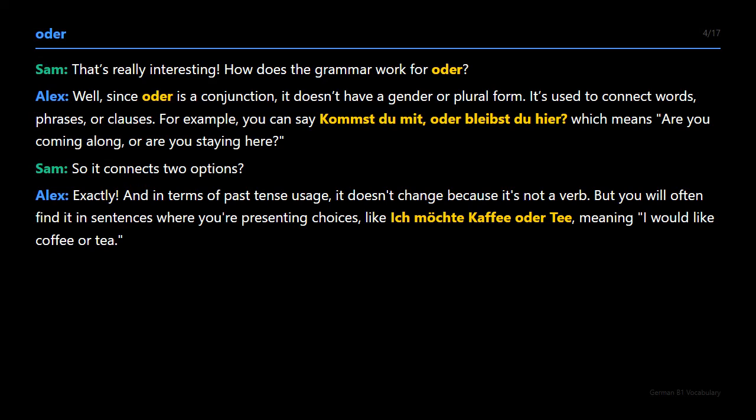Exactly. And in terms of past tense usage, it doesn't change because it's not a verb. But you will often find it in sentences where you're presenting choices, like, Ich möchte Kaffee oder Tee, meaning I would like coffee or tea.